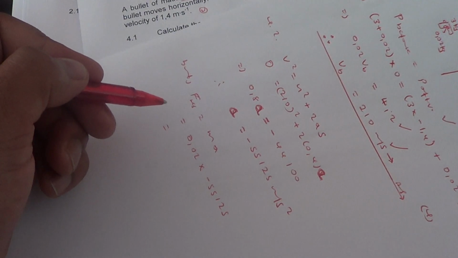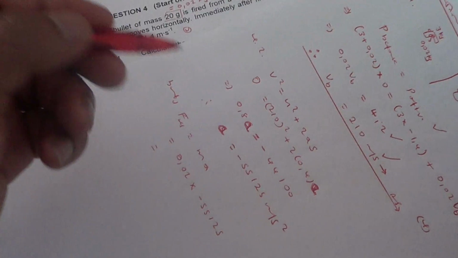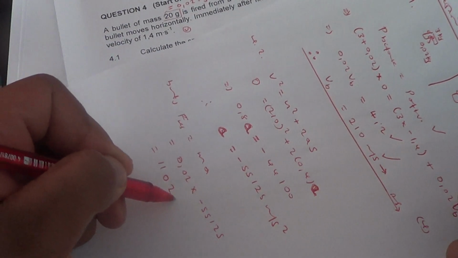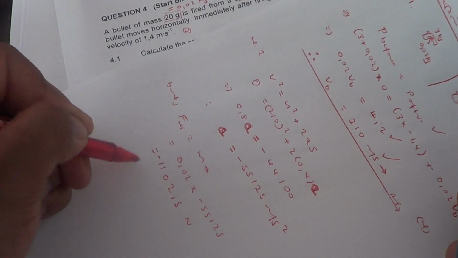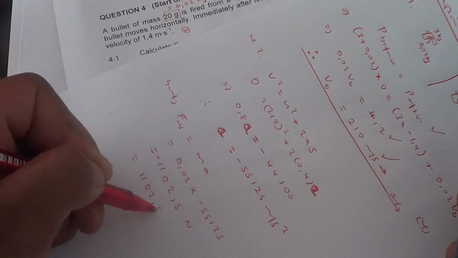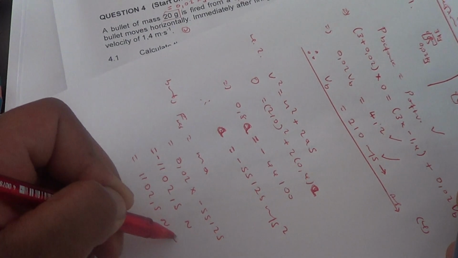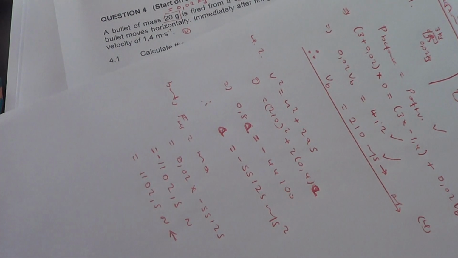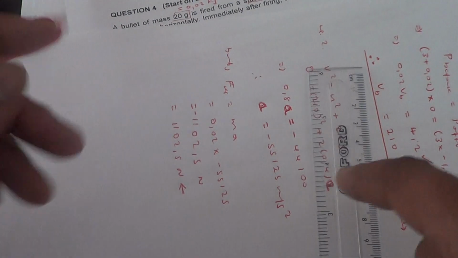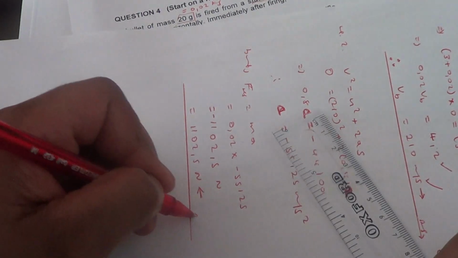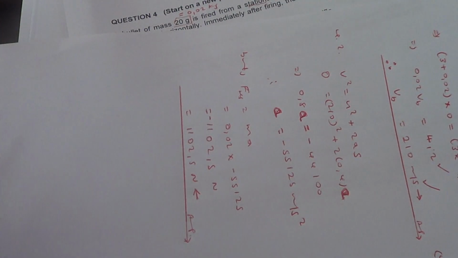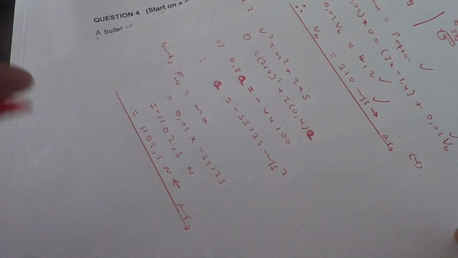Okay, now we have 55,125 times 0,02. So I get here 1102,5 newtons, but this is negative. Which I can simply write as 1102,5 newtons to the left. Or you can leave it as minus, because that sign essentially helps us to know the direction of that force. Okay, not a problem. So we are right where we want to be.